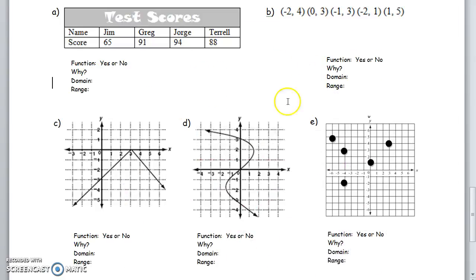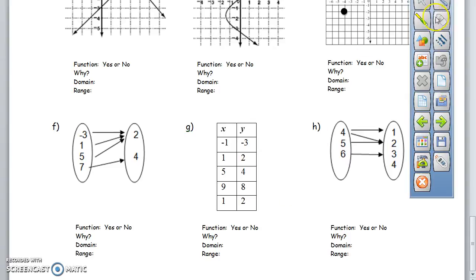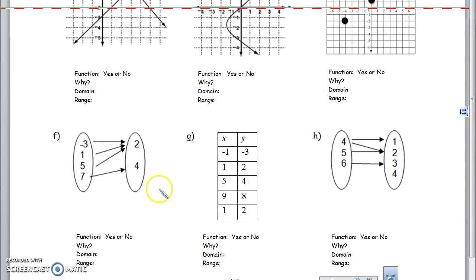All right, on to the last one. These are easy. These are mapping diagrams. Is this a function? Yes. There are no repeats, only one line coming from each x value. The domain, very simply, is your x values: negative 3, 1, 5, and 7, ordered from least to greatest. And your range is very simply 2 and 4.